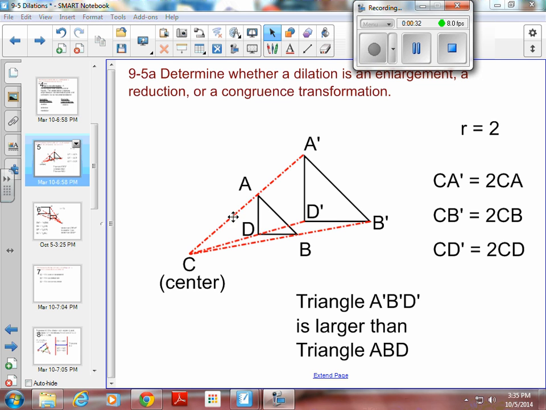So the distance from C to A, if I multiply it by my scale factor of 2, I should get the distance from C to A prime. Likewise, if I take my distance from C to B and multiply it by 2, my scale factor, I should get the distance from C to B prime. And lastly, if I take C to D and multiply it by 2, I should get the distance from C to D prime. So triangle A prime, B prime, D prime is definitely going to be larger than triangle ABD.